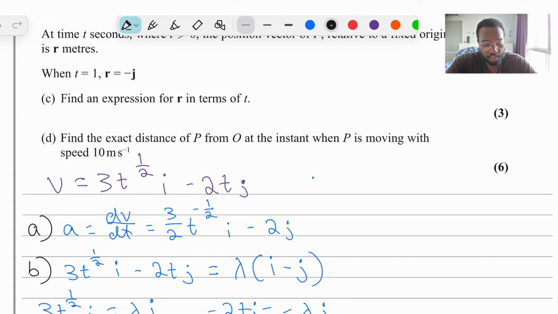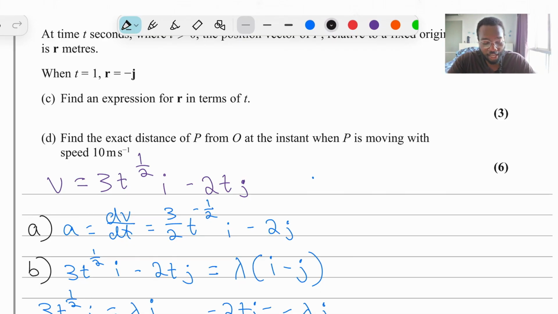So for part D, the last question, we need to find the exact distance of P from O at the instant when P is moving with speed 10 meters per second. With this question, it says the word speed. Whenever you see speed, think about Pythagoras' theorem. That's all you've got to think about, and you're good. So what does that mean?